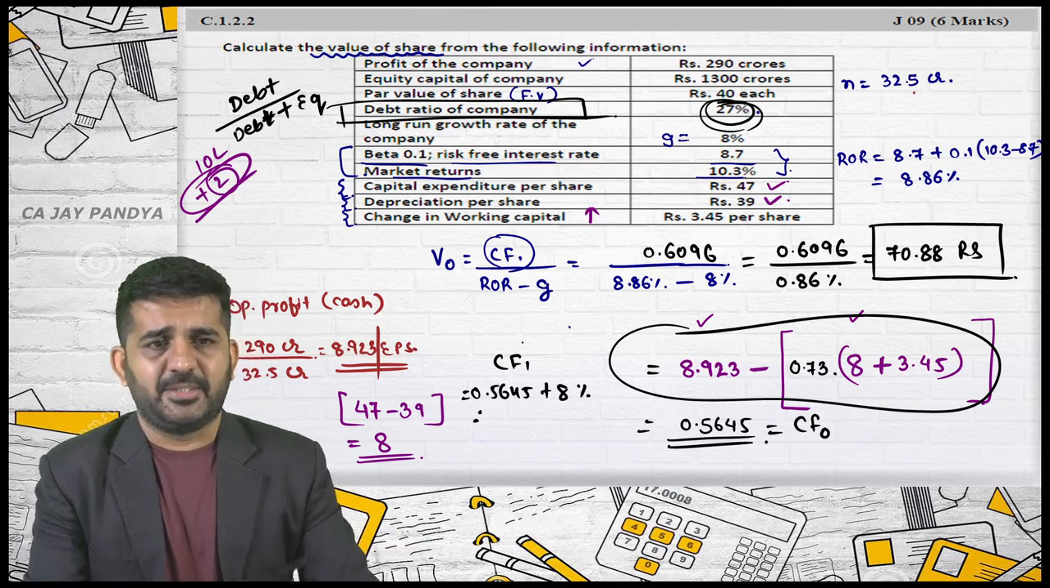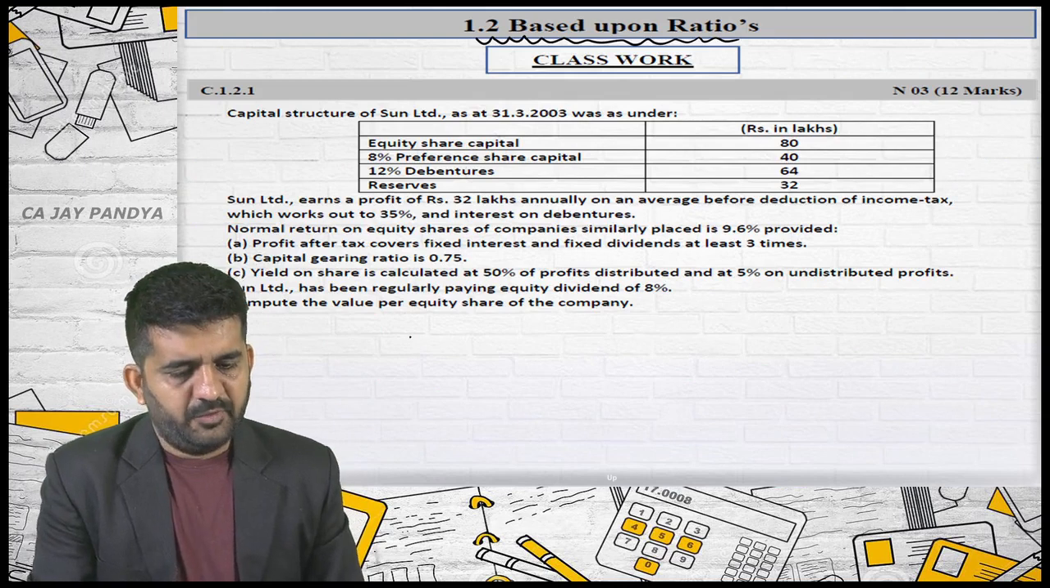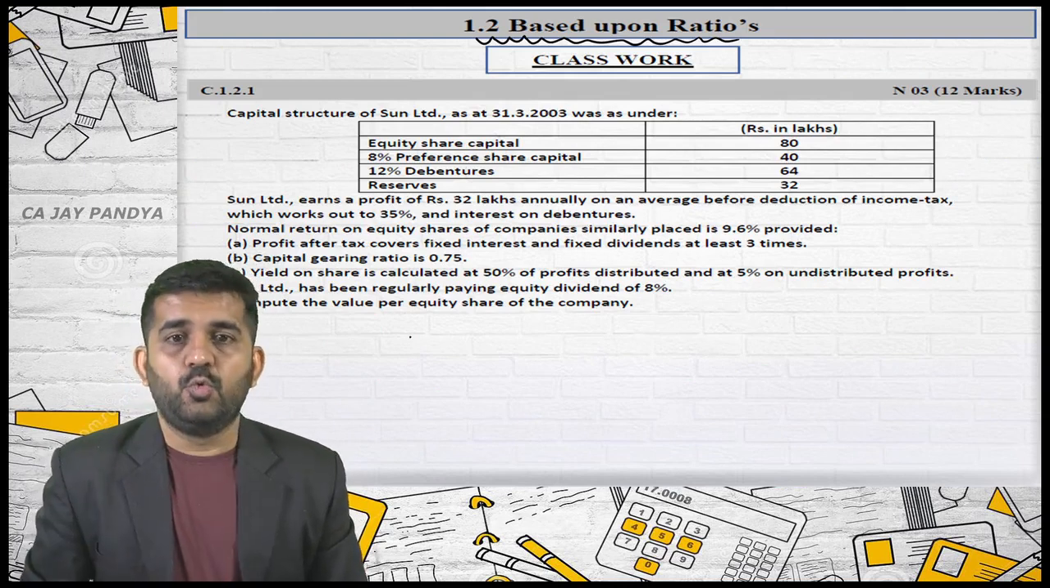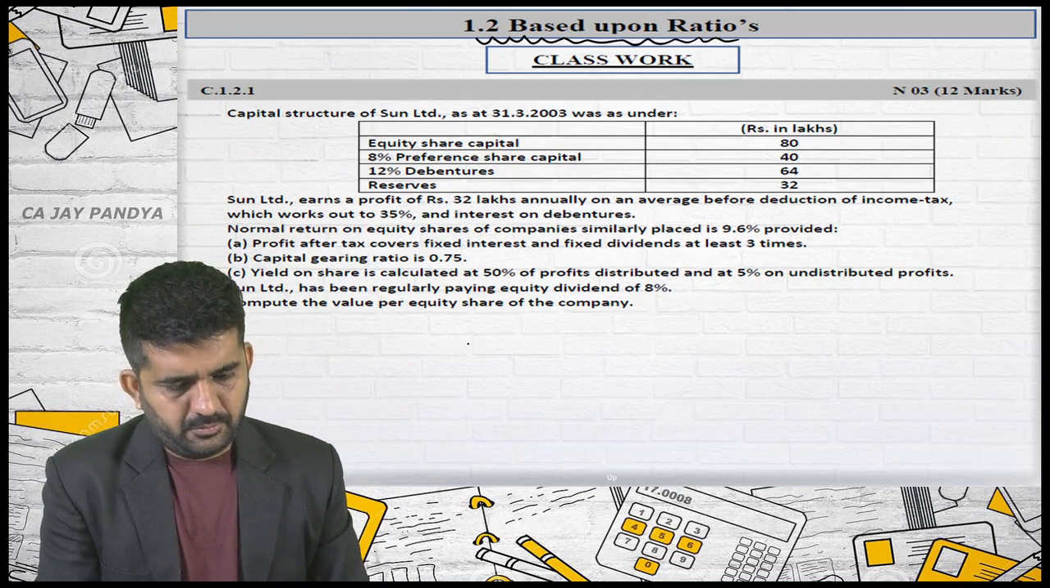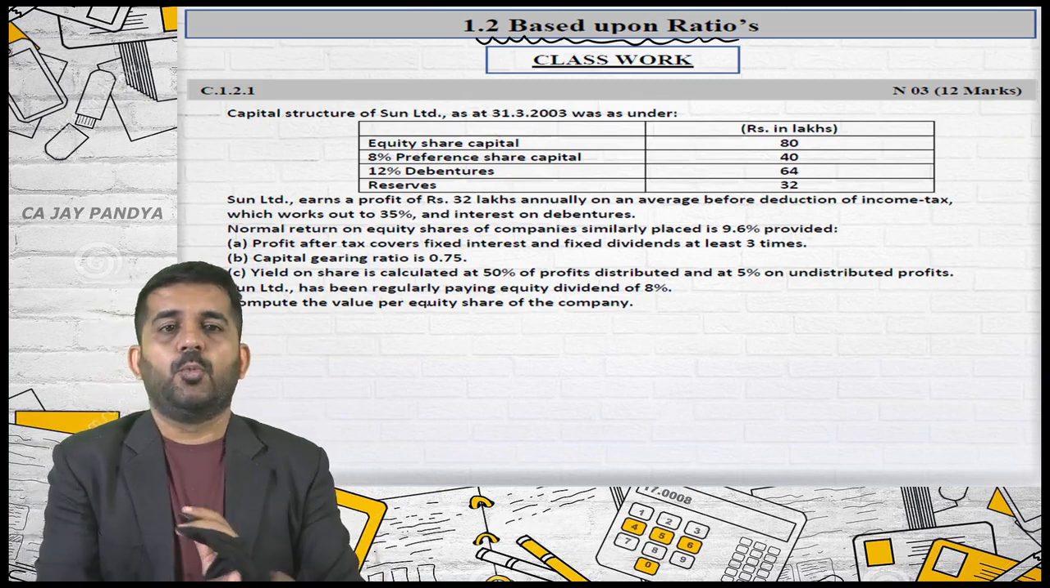Let us go to the next sum, which is C 1.2.1. Sorry, that was C 1.2.2; this is 1.2.1.